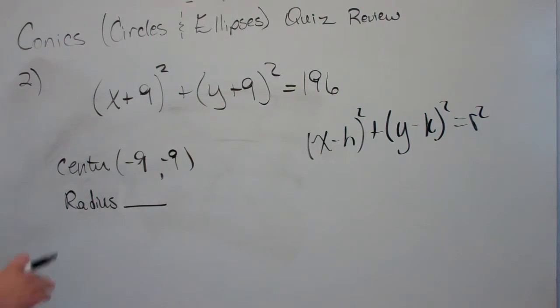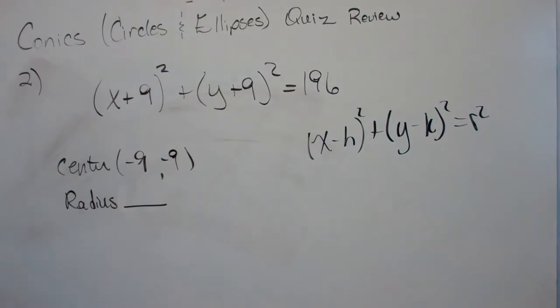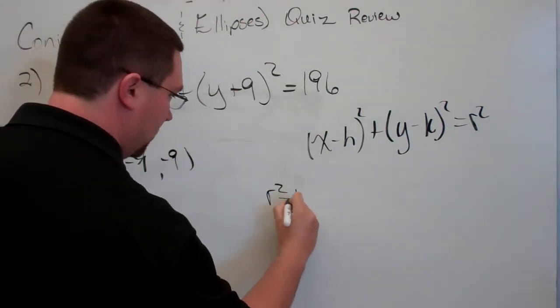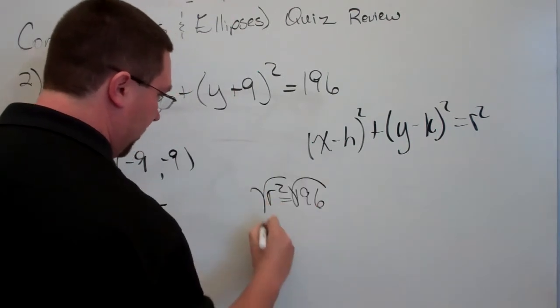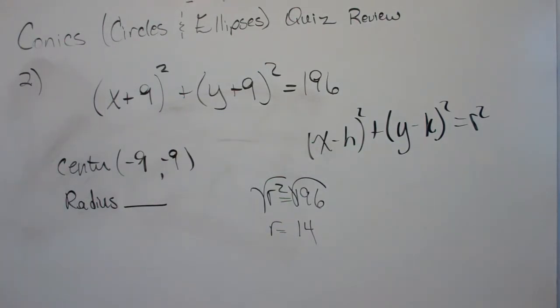Now our radius, we know that this whole thing equals r squared. So we know that 196 is r squared. If r squared equals 196, we're going to take the square root. So r equals 14. Now, I know it should be plus or minus 14, but in this case, a negative radius would not make sense, so it's only positive 14. So number two, your center is located at negative 9, negative 9, and your radius is 14. Let's go to number three.